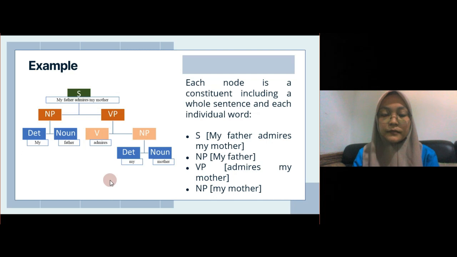Here's the example. We can see the tree diagram from the sentence, "My father admires my mother." So each node is a constituent including a whole sentence and each individual word. So the sentence, "My father admires my mother," is a constituent, and the node noun phrase, "My father," is a constituent, and the node verb phrase, "admires my mother," is a constituent, and the node noun phrase, "My mother," is a constituent.